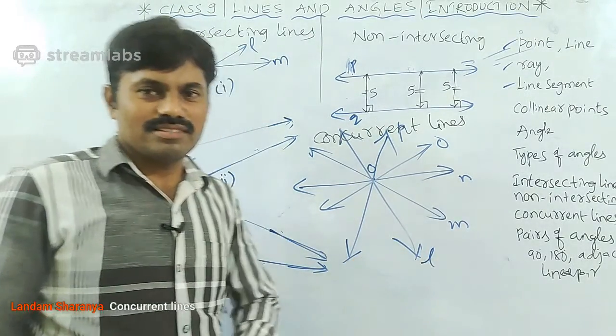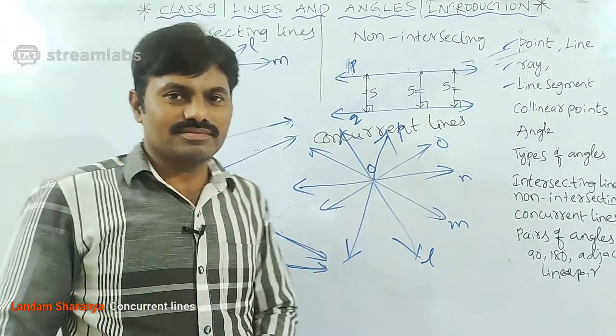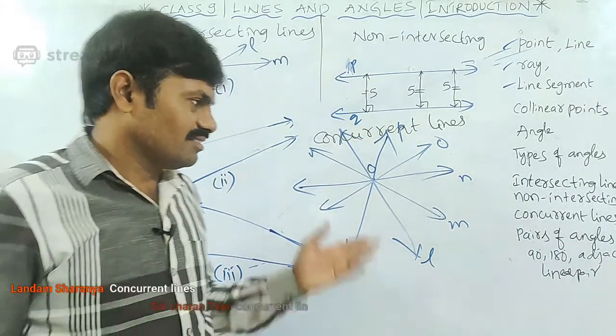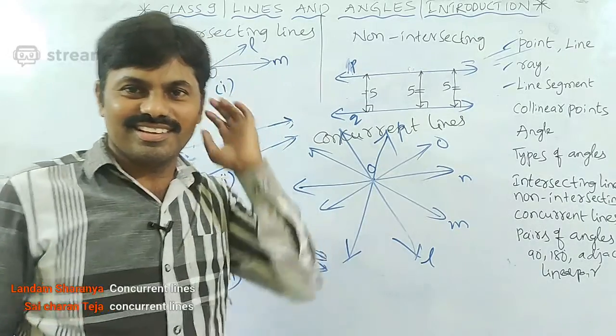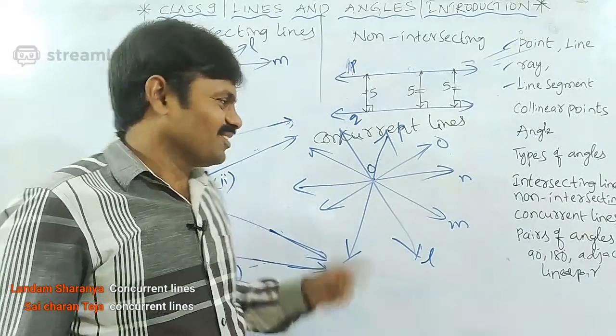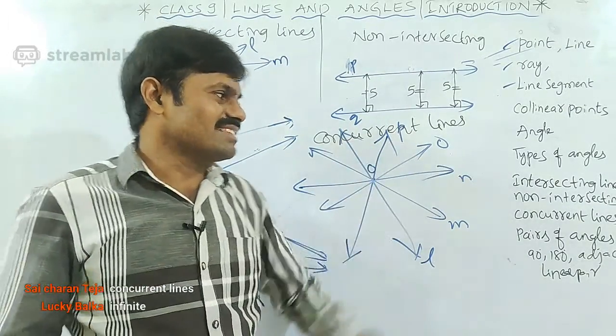In Telugu, something, I forgot the word. If you don't know, you should not say that. Something confusion. So we call it concurrent lines.